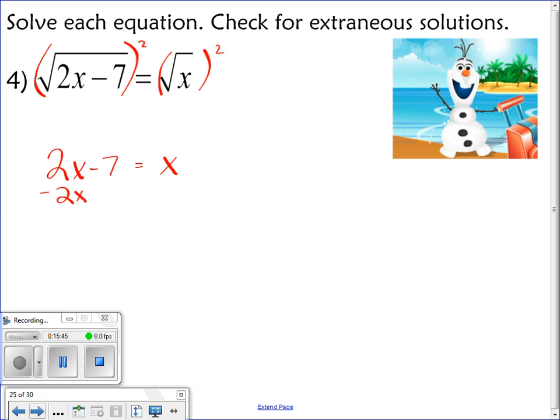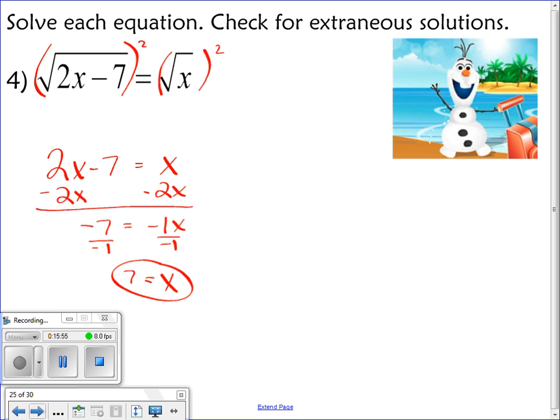I'll just subtract 2x. So negative 7 equals negative 1x. Divide by negative 1. So x equals 7. Do you have an x on both sides of your equation to start with? So I need to check it. Anytime you see an x on both sides, you have to make sure you check that.